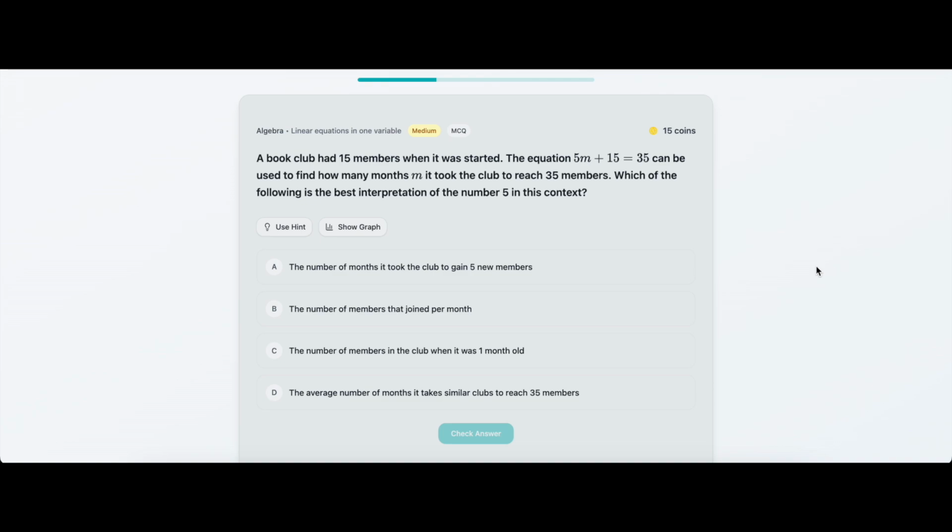So we can see that this equation here is written in slope-intercept form. Y equals, it's sort of backwards, right? But y equals mx plus b. Actually, let me annotate this so that you can see it better. So, we have this problem. We have the equation 5m plus 15 equals 35, right? 5m plus 15 equals 35.